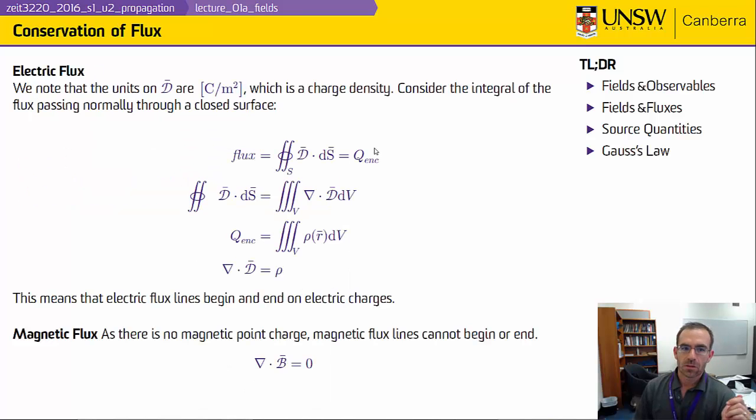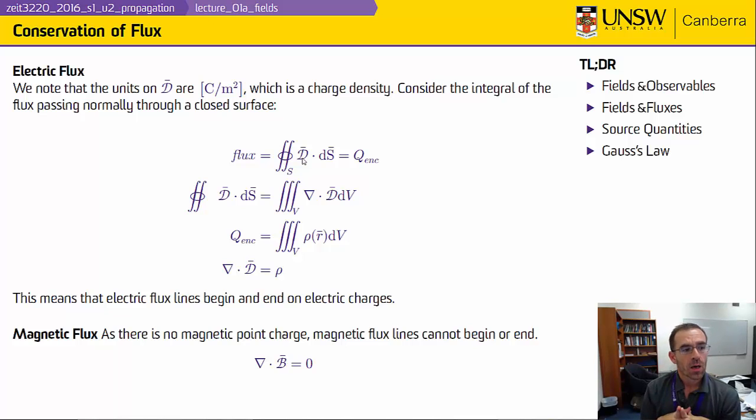The last couple of important points that I want to emphasize. One is conservation of flux. We've already made note of the fact that the units on the electric flux density, D, are coulombs per square meter. That's equivalent to a charge density. So if I were to take a closed surface, a sphere, and integrate all the flux that comes out of that sphere, that's what this notation indicates. I'm integrating D·dS over a closed surface, so the outward flowing flux.